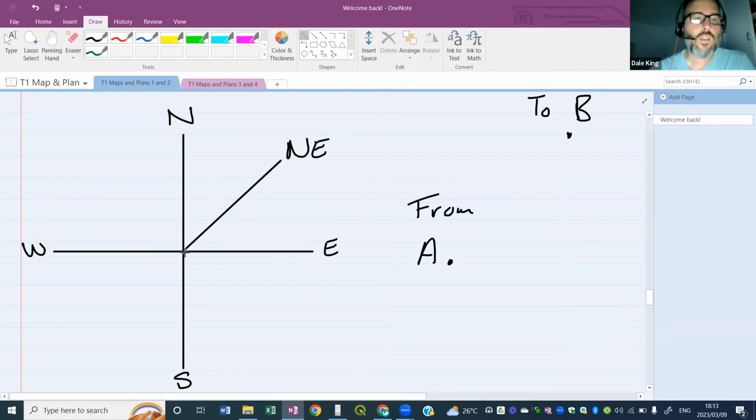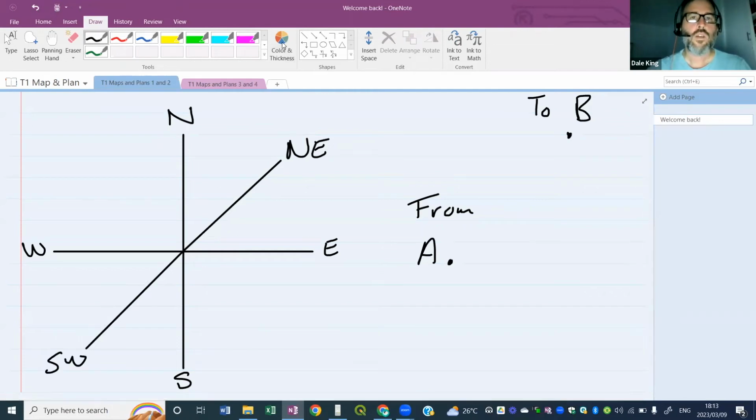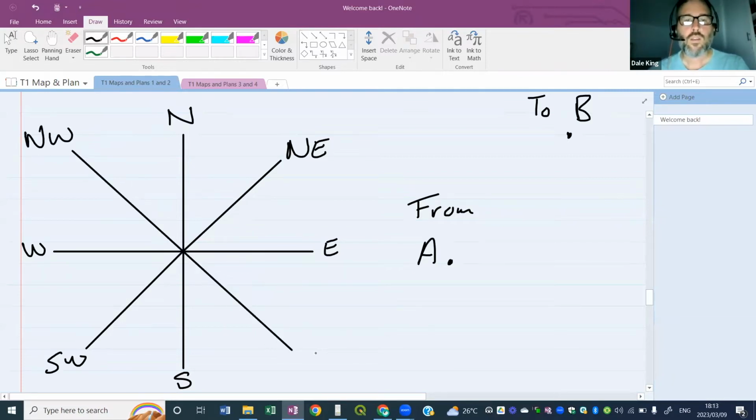And down here we have southwest. And then I'll do another one over here that goes across, and that's going to be northwest, and southeast over here. All right, so these basic directions are what you need to know for any kind of map.